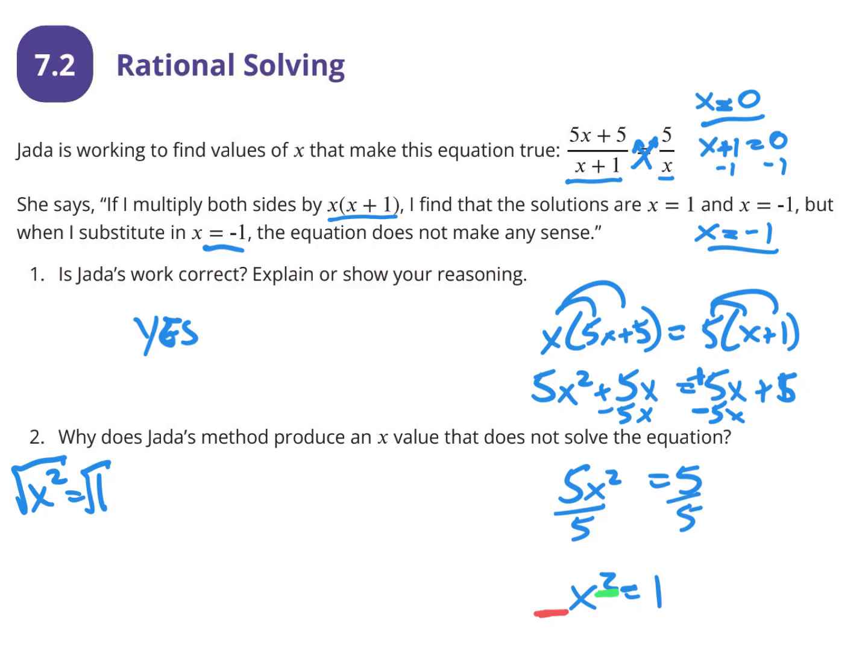It's like multiplication and division are opposites. Squares and square roots are opposite. When you take the square root of a positive number, you get two answers, one positive and one negative. We already know that the negative solution doesn't work. So the only real solution for this problem is x equals 1.